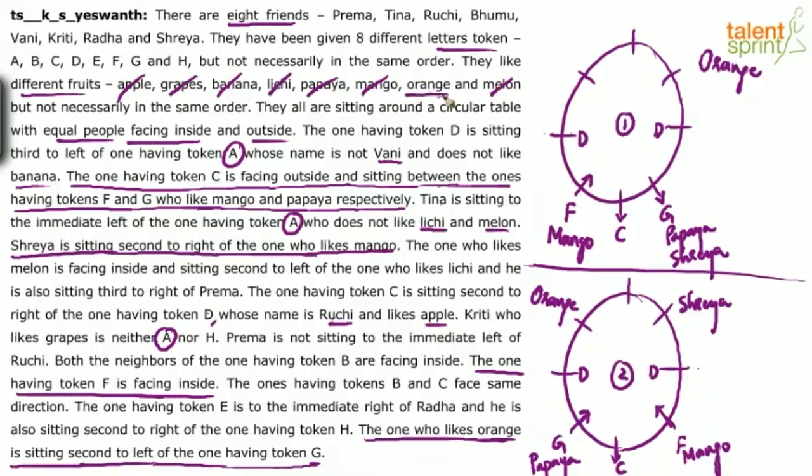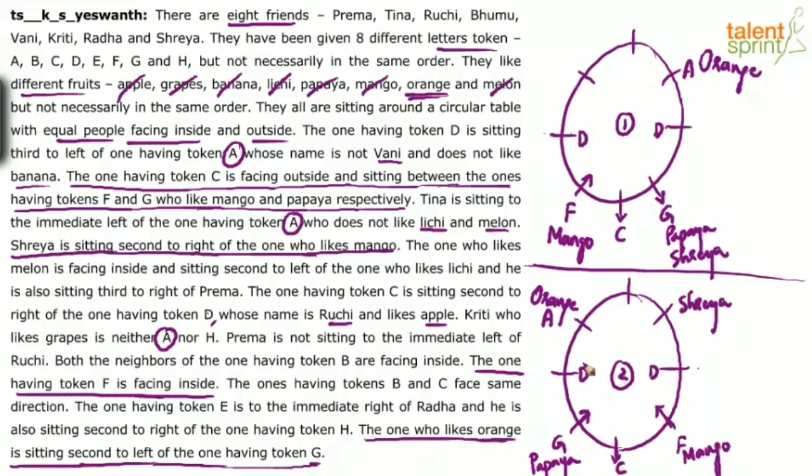I think A has to go for orange. Yes or no? The person who has got card A has to go for orange, because A does not like apple, grapes, banana, lychee, papaya, mango, melon. So obviously orange is for A. Orange is already fixed. So can we fix it for A? Yes, A comes here. And according to case 2, A would come here.